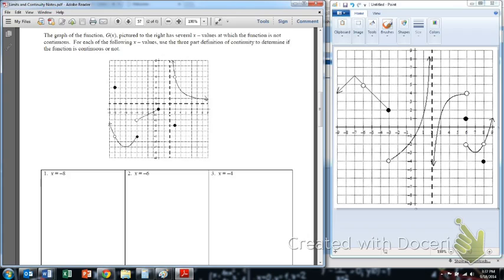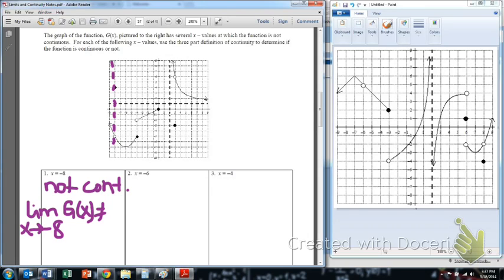So if we look at -8, well, that's so hard to read. Let's see. 1, 2, 3, 4, 5, 6, 7, 8. At -8, I believe that's right here. This function is not continuous because the limit as you approach -8 doesn't equal f of -8. There's a hole. And so the limit is at the hole, but f of -8 is at the closed dot, and those two things don't match.